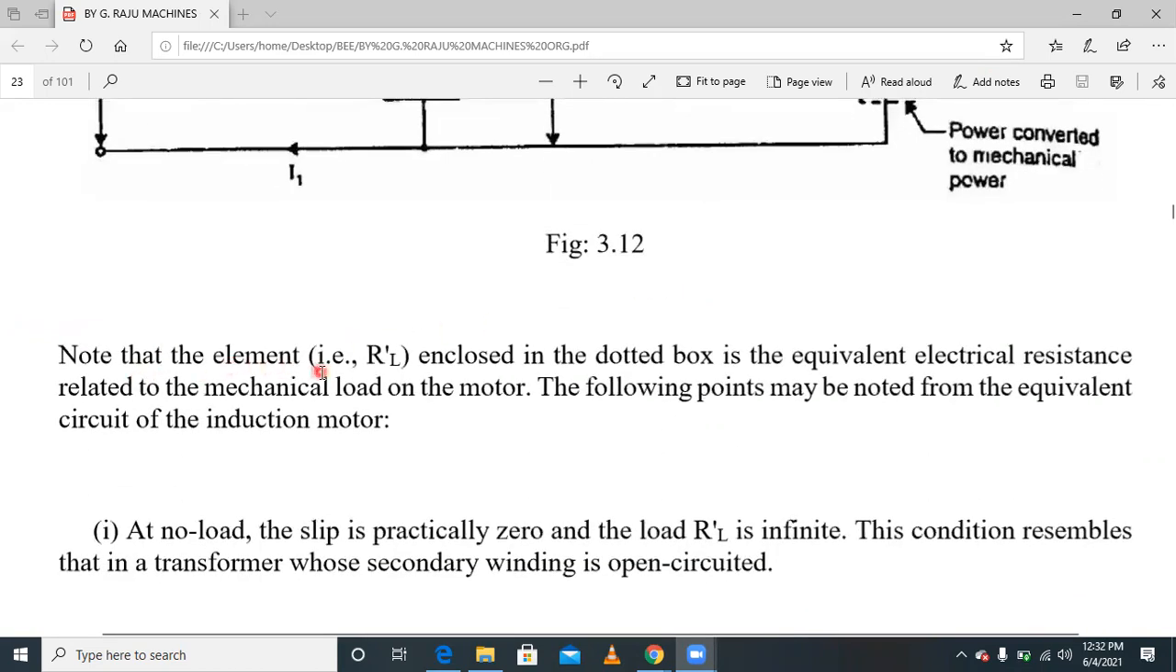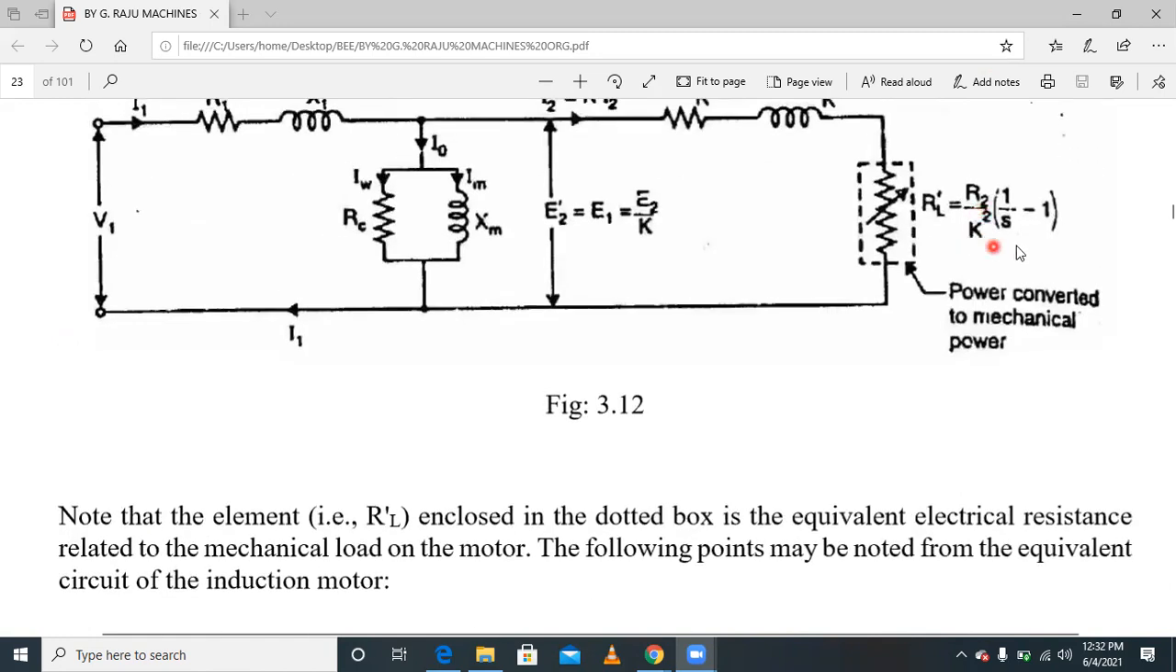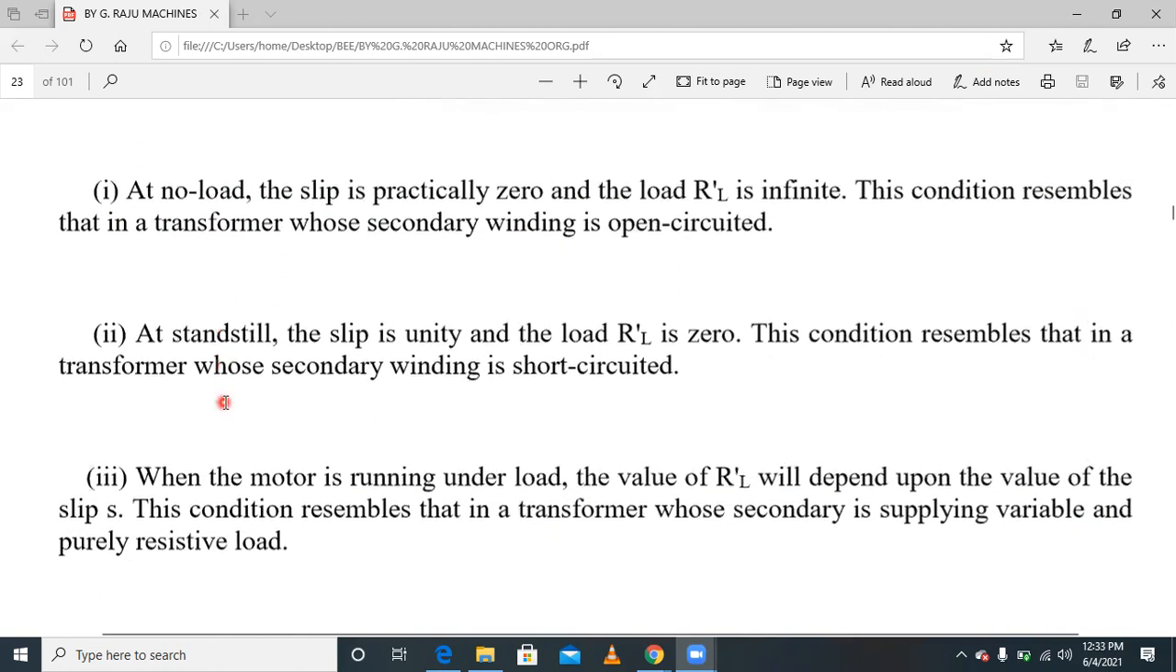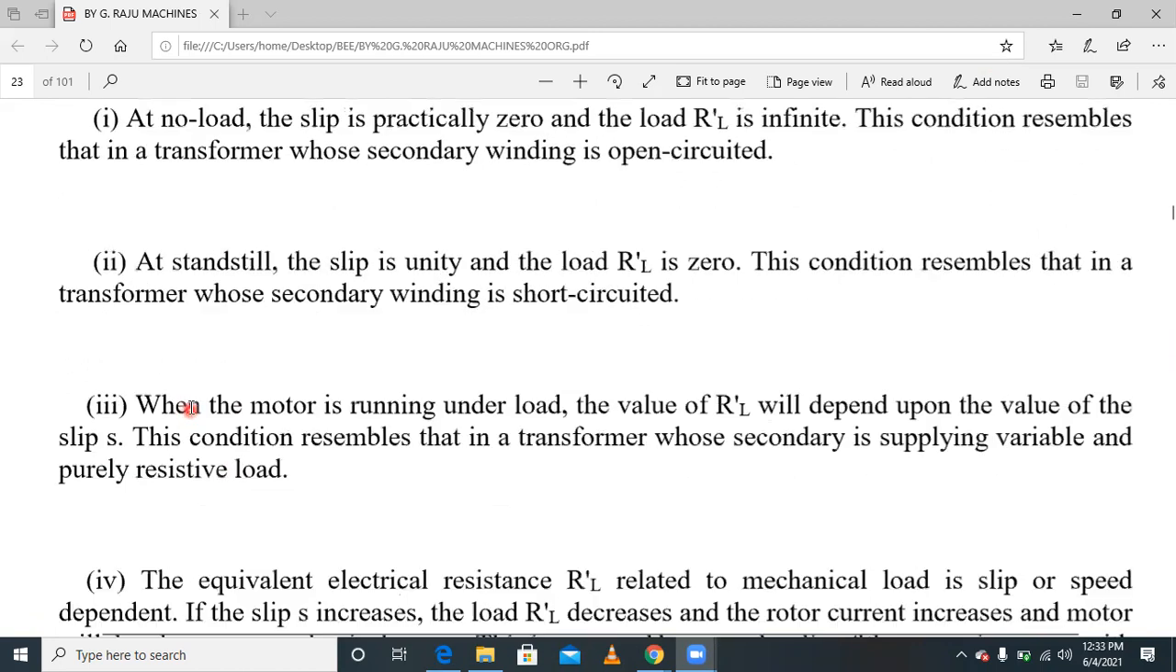Here, note the element called RL dash, the load resistance, enclosed in the dotted box. It is the equivalent electrical resistance related to the mechanical load on the motor. Am I right? The following points may be noted from the equivalent circuit of the induction motor. Four points are there. Try to consider them.